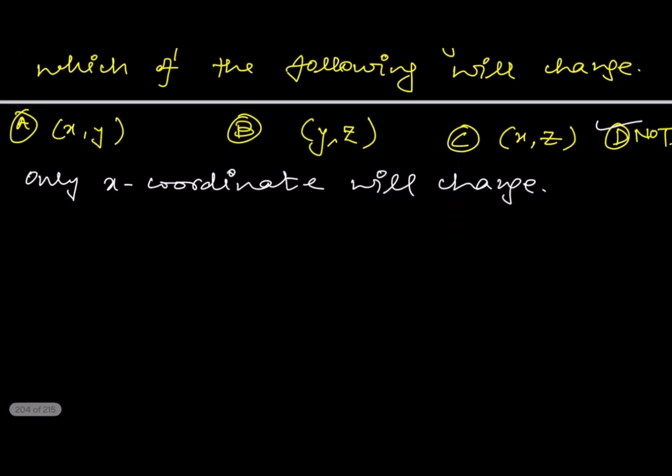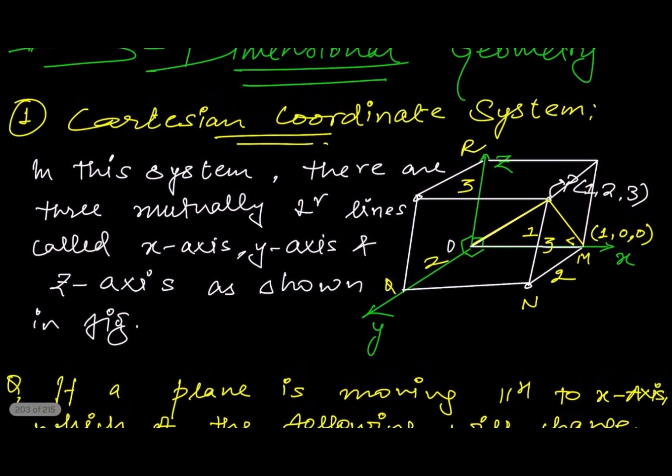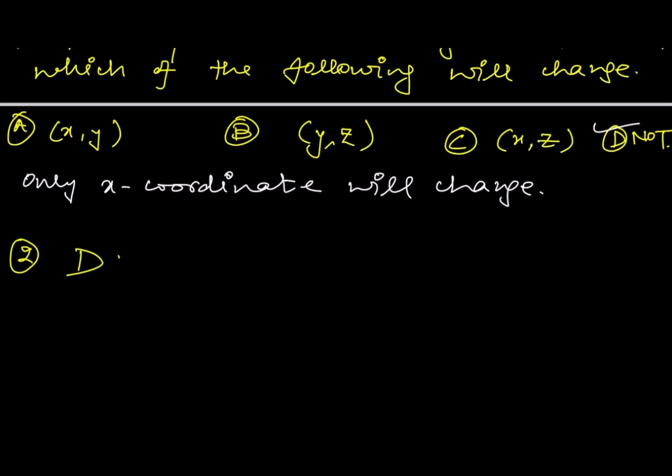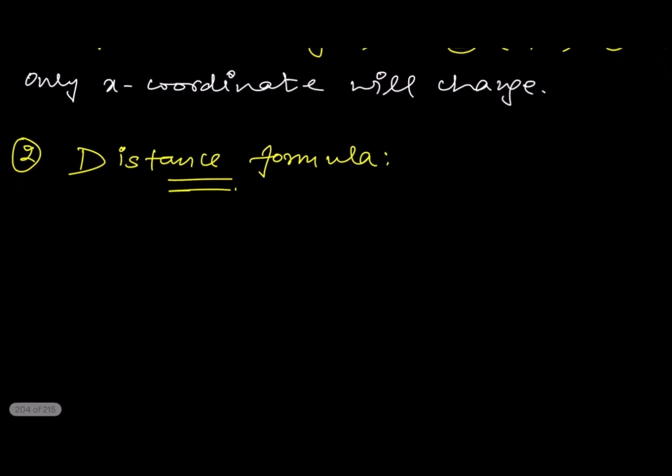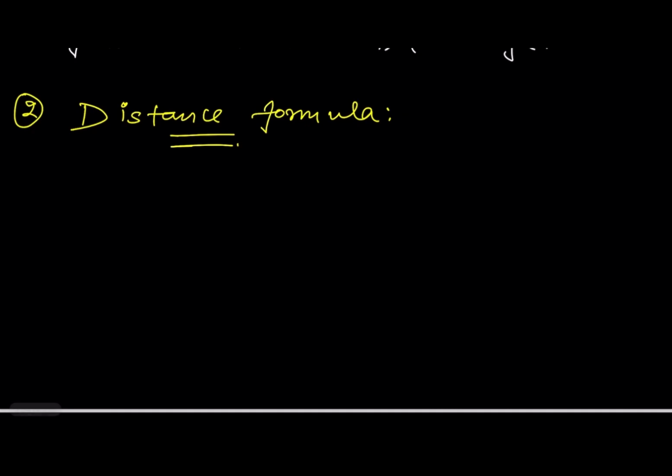Yes. Now next heading is distance formula. See students, you will notice that 3D is same as 2D, except in this one coordinate is added. Okay, one coordinate is added. So if you are having 2 points and you need to find the distance between them, you will use distance formula for finding the distance.